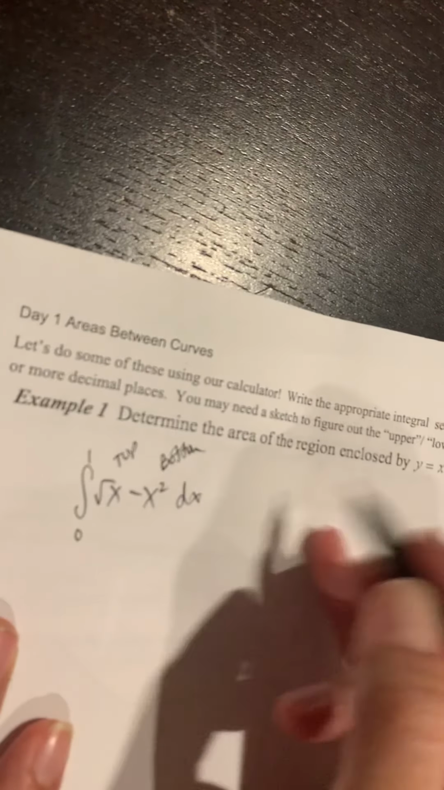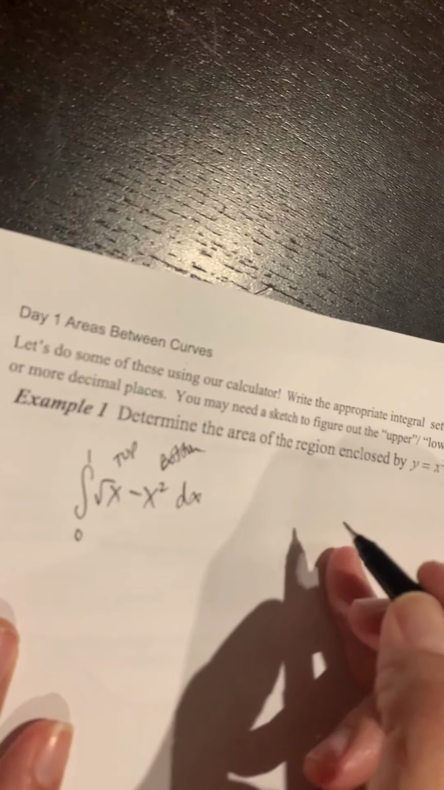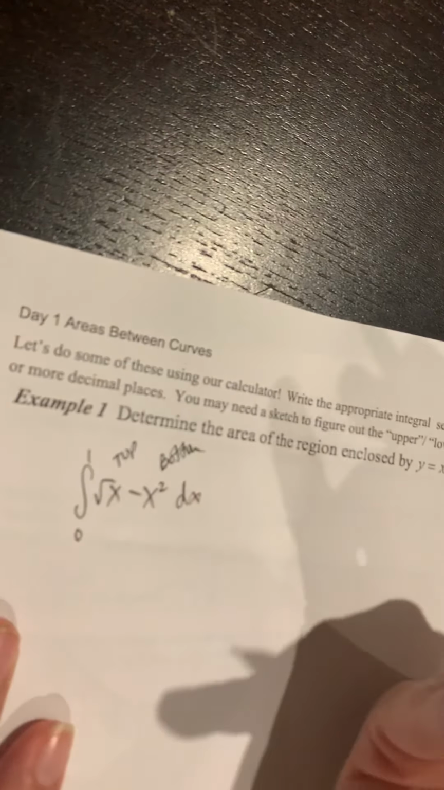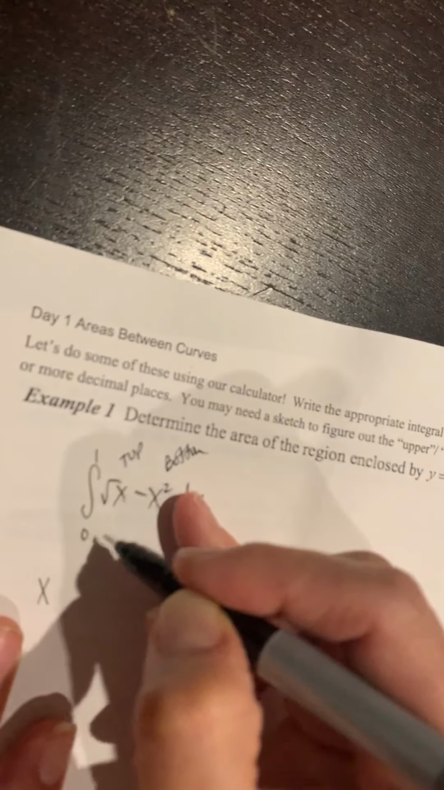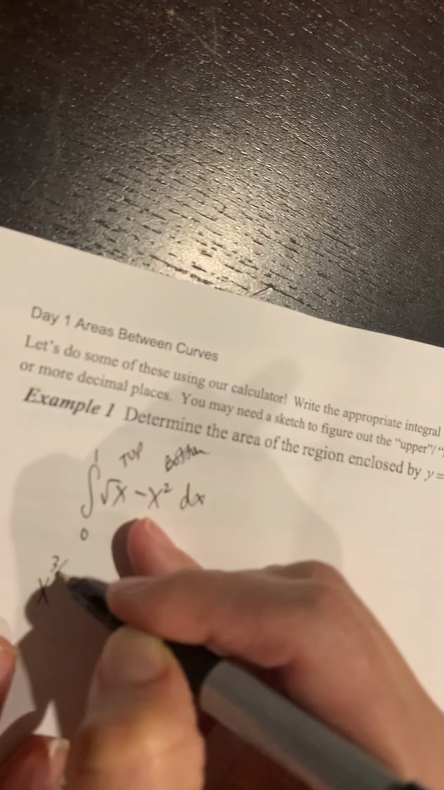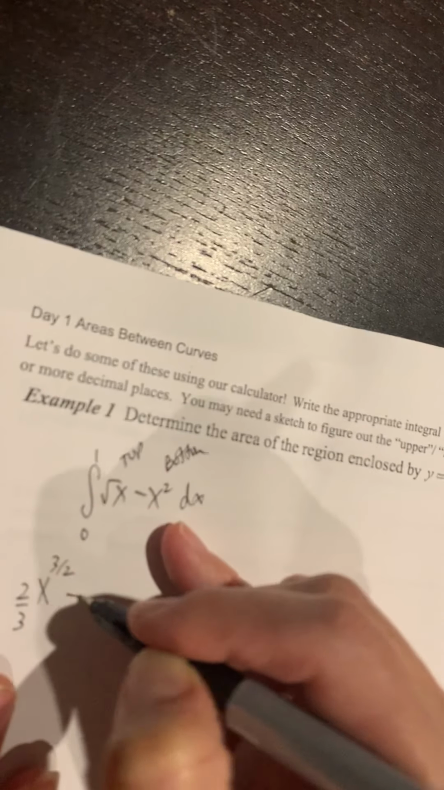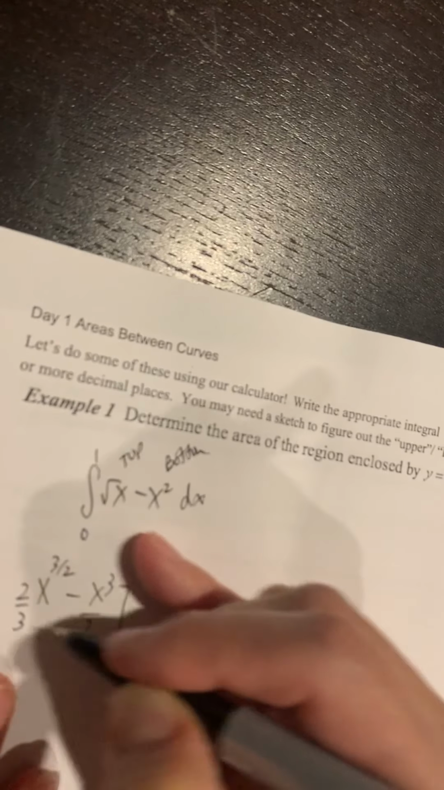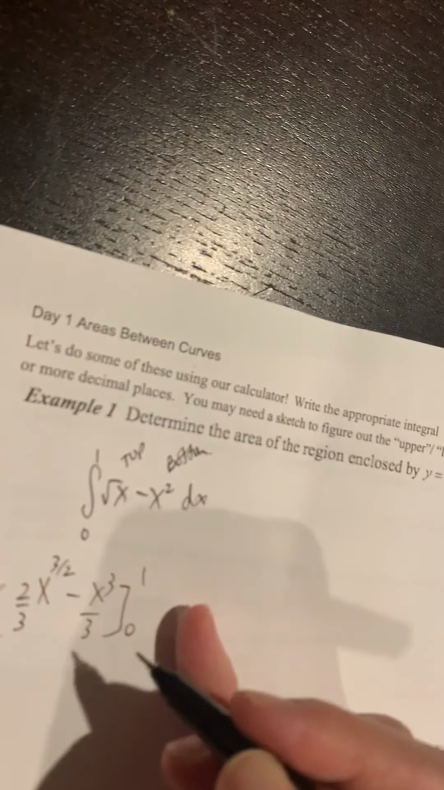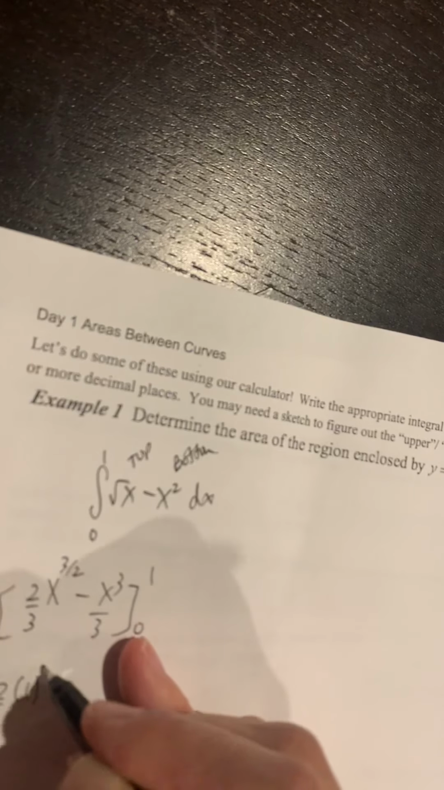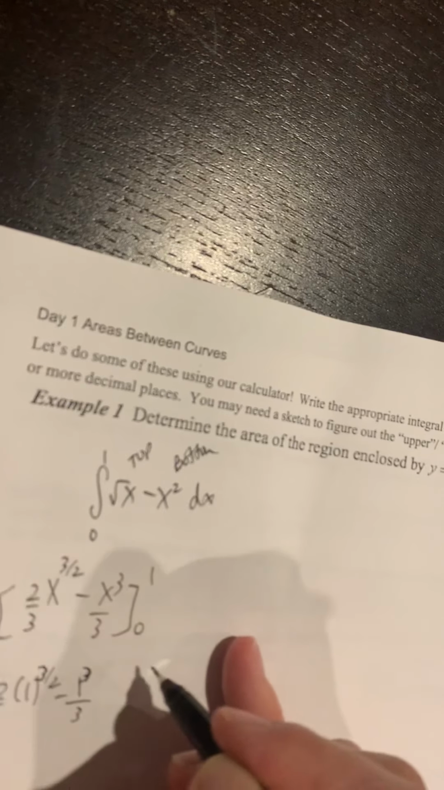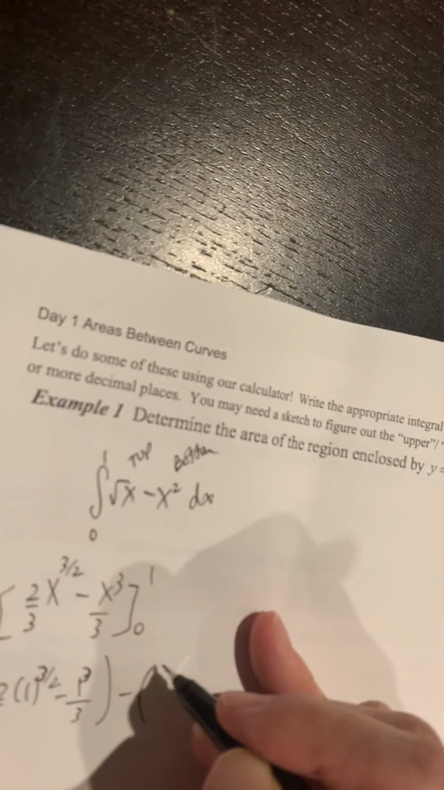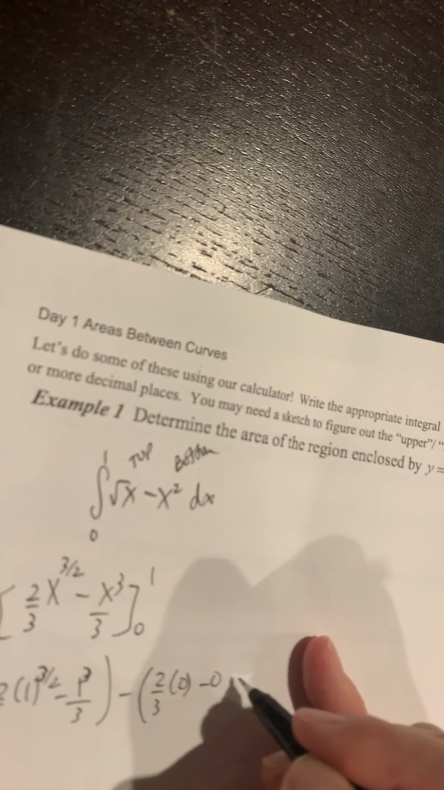So I know I can just type this in my calculator and get an answer, but I'll just do it, or you can just do it by hand. It doesn't matter. It's not that big of a deal. So this would be x, this is the 1/2 power, so plus 1 makes 3 over 2, so 2/3 x to the 3 over 2, minus x to the 3 over 3, and this of course is from 0 to 1. You plug in 1: 2/3 times 1 to the 3/2, minus 1 to the 3rd over 3, minus 2/3 times 0, minus 0.